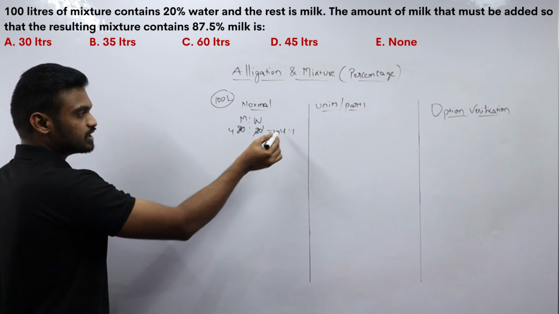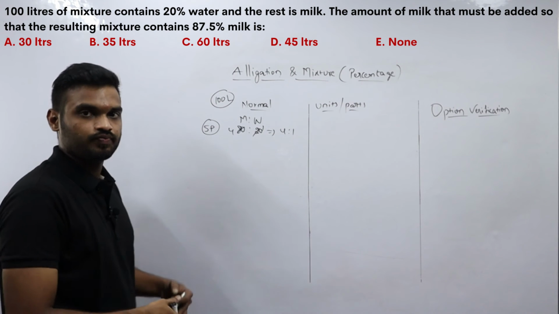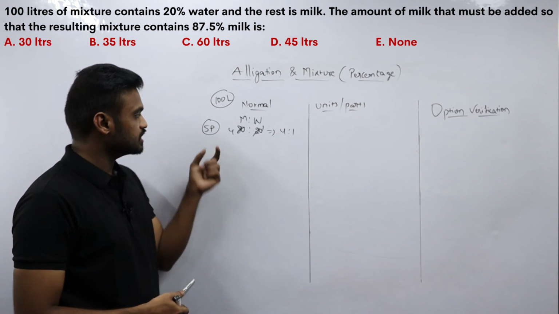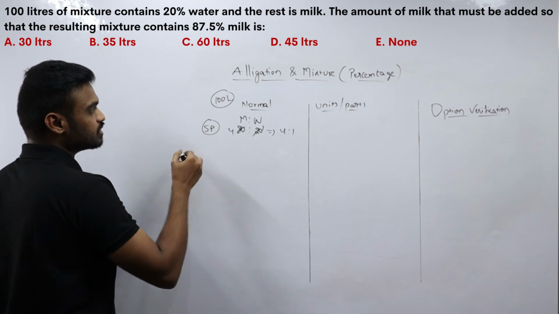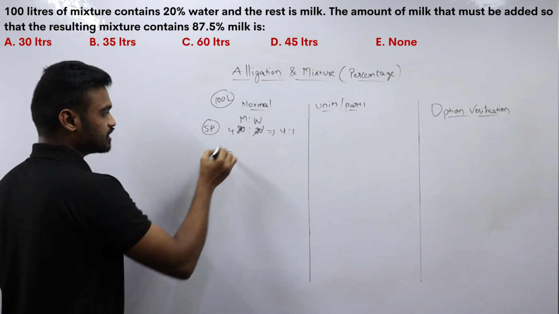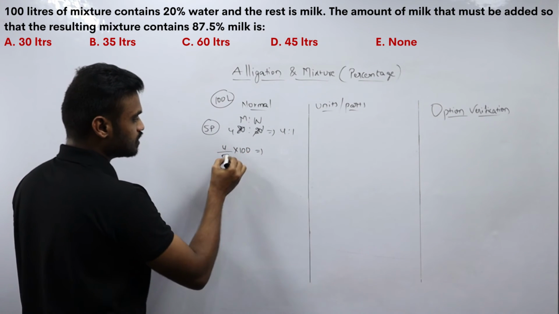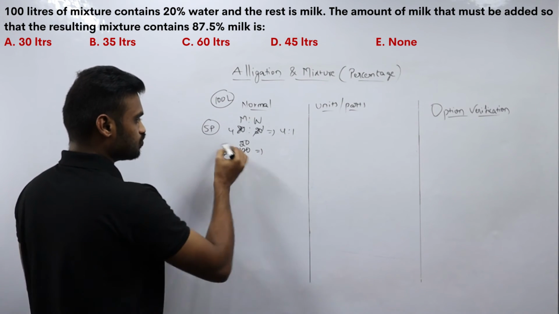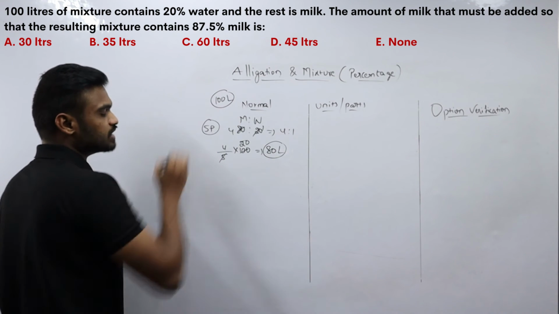So 4:1, that is 4 plus 1, total 5 parts in this 100 liters. Now what is the quantity of milk in this 100 liters? That is, out of 5 parts, the milk quantity is 4 parts into 100 liters. So we will get 5 twenties are 100, 4 twenties are 80 liters. 80 liters is the total quantity of milk in this 100 liters.